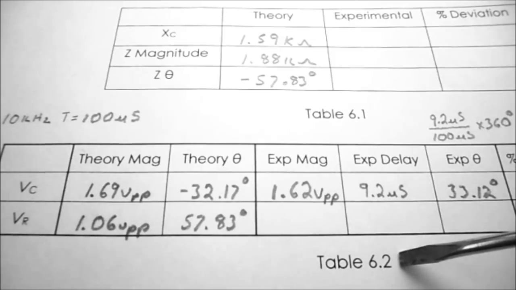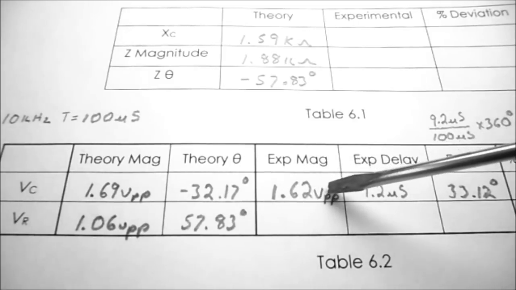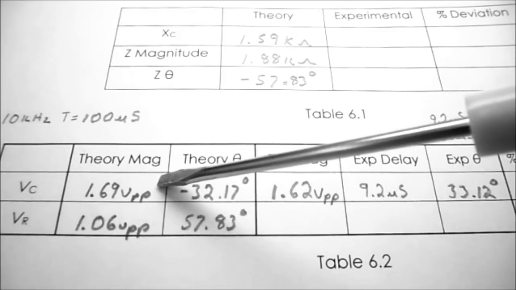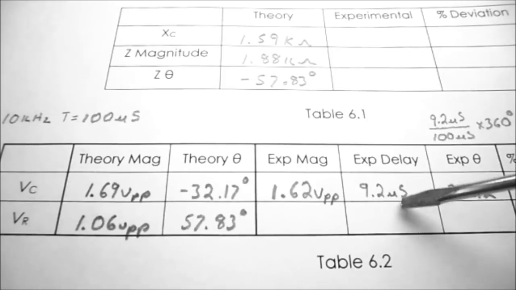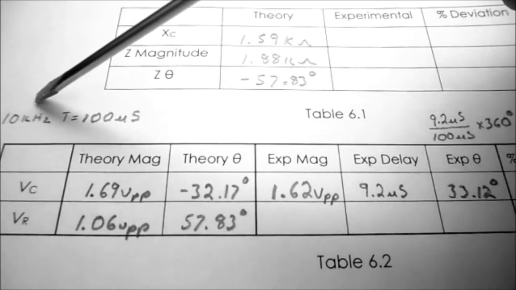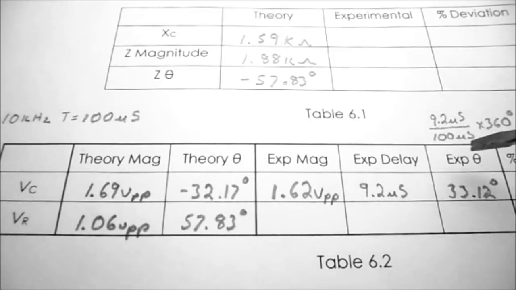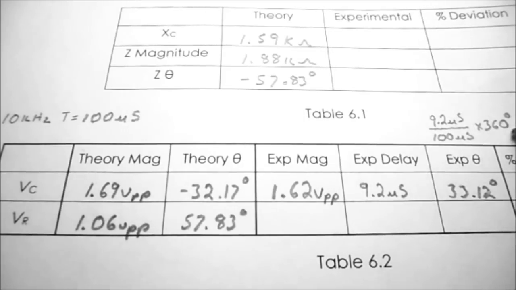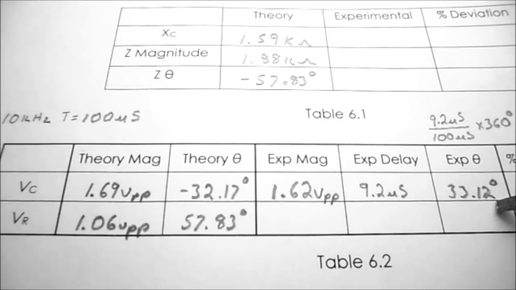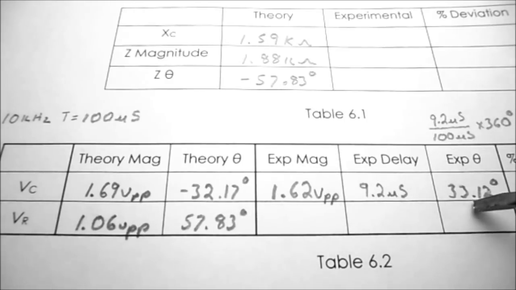So over here on table 6.2, I've filled in VC experimental magnitude as 1.62 volts peak to peak, which is similar to my theory magnitude. My experimental delay was 9.2 microseconds. Remember that the frequency was 10 kilohertz, so the period being 1 over the frequency is 100 microseconds. So to calculate this experimental phase angle, you take the 9.2 microseconds, divide it by the 100 microseconds, times 360 degrees, and you end up with 33.12 degrees. In theory, it was 32. Experimentally, it was 33.